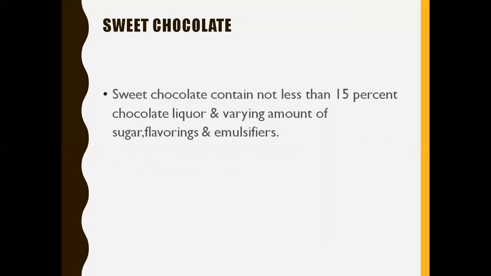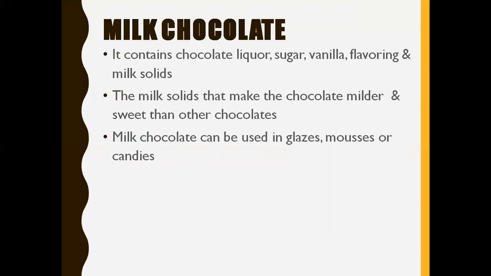Okay, let's move on to the next variety of chocolate, which is milk chocolate. In milk chocolate, there is chocolate liquor, sugar, vanilla extract, flavors, and milk solid is used. The milk solid makes the chocolate milder and sweeter than the other chocolate. Milk chocolate can be used in glazing, mousse, or candies. It gives a nice glaze and is good for making mousse. It is easy to handle compared to other chocolate, as it has milk solid in it.